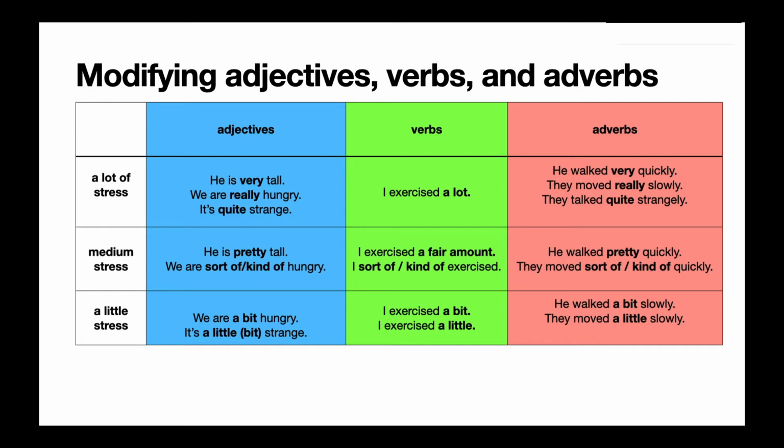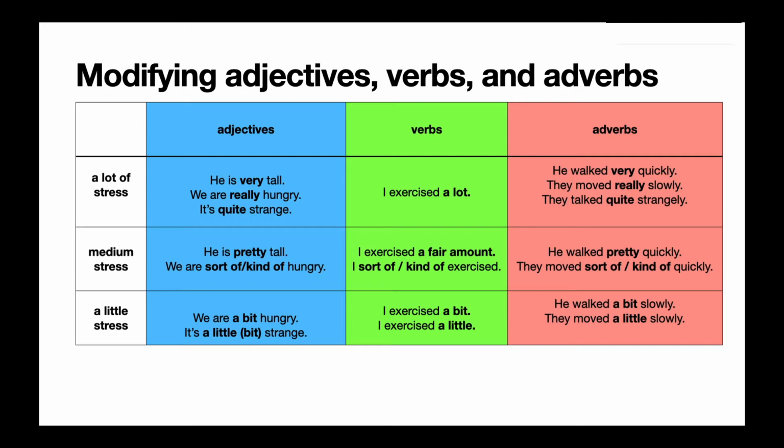In our last row, a little stress. So this is the smallest amount of emphasis we can show. Instead of saying we are hungry, we are a bit hungry, or it's a little bit strange. So we could say it's a little strange or a little bit strange. For verbs, we would use the same phrases. I exercised a bit or I exercised a little.